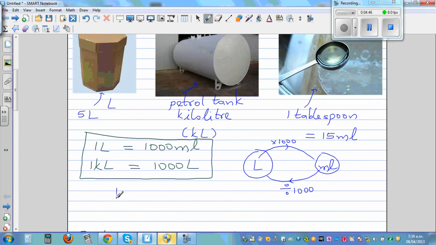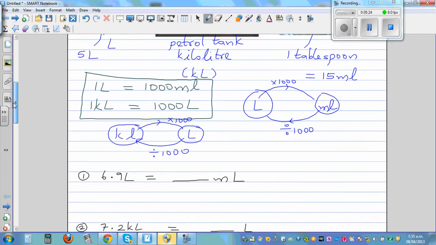Now from kiloliters to liters, what's going to happen? Is the number going to get bigger or smaller? Yes, it's going to get bigger, by 1,000 times. So you have to times it by 1,000. And from liters to kiloliters, it's going to get 1,000 times smaller, so you divide by 1,000. If you remember this much, you don't need to ask whether you have to multiply or divide. So let's do some questions.